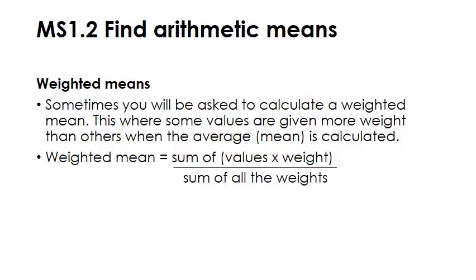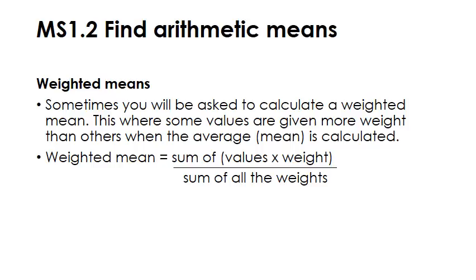A slightly more complicated example of arithmetic means is something called weighted means. Sometimes you'll be asked to calculate the weighted mean, which is where some values are given more weight or more value than others when the average is calculated. To work out a weighted mean, it's the sum of each value times by the weight of that value, and then divide that by the sum of all the weights.